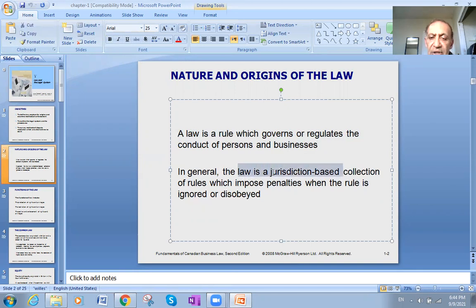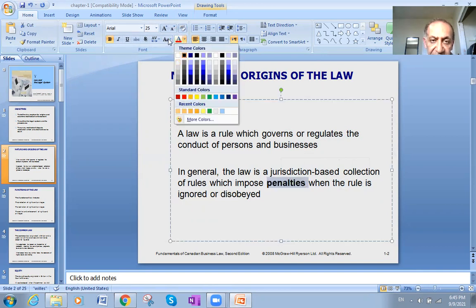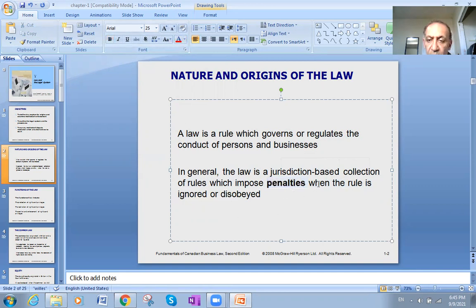In general, the law is a jurisdiction-based collection of rules which impose penalties. Look at this: impose penalties. What do we mean by penalties? It's a kind of punishment. This is the meaning of penalties, when the rule is ignored or disobeyed. If I breach the law or go against the orders in a society, then I am doing something wrong against the law, and I deserve penalties. So in general, the law is a jurisdiction-based collection of rules which impose penalties when the rules are ignored or broken.